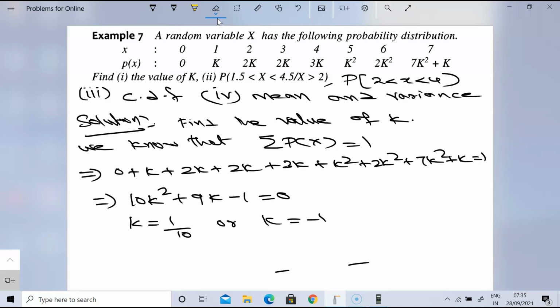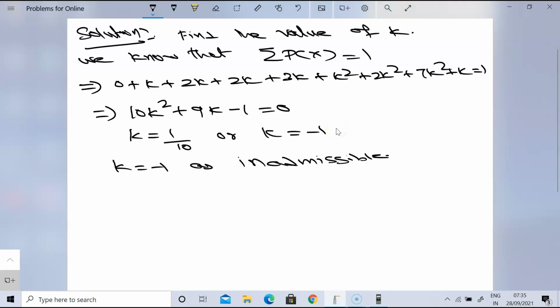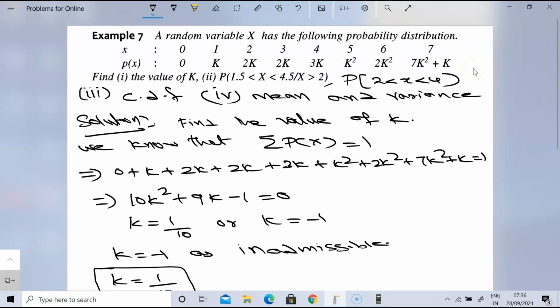I will write K equal to minus 1 as inadmissible. Inadmissible means it's not permitted. So what I can go with here is K is equal to 1 by 10. Now this is what I'm going to do. Wherever K is there in my given PDF, or the probability mass function, I'm going to replace it. This is the first key step.